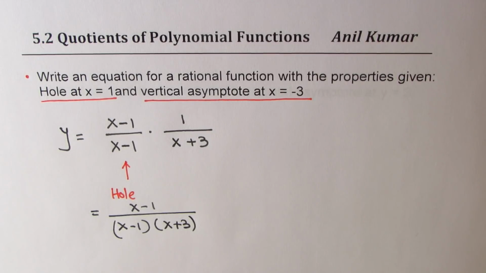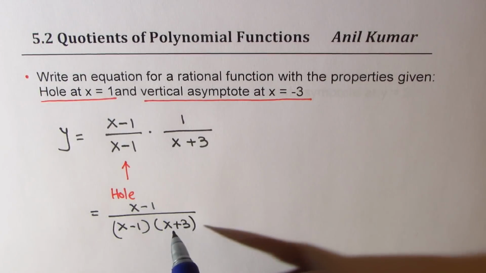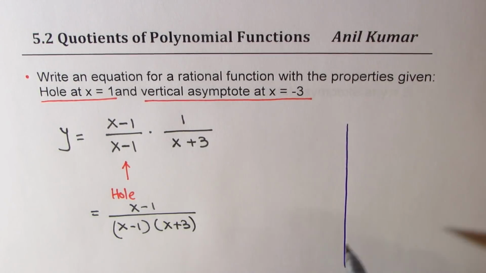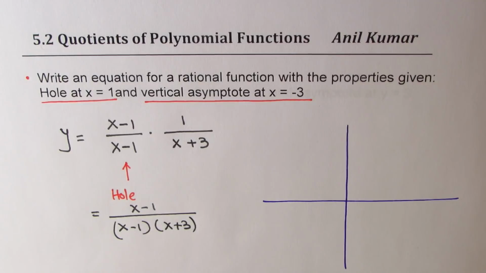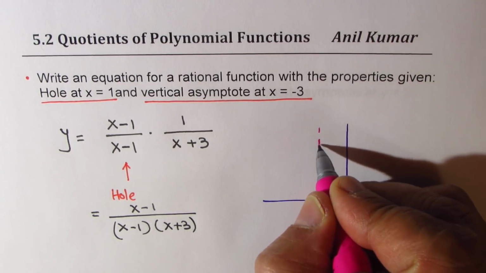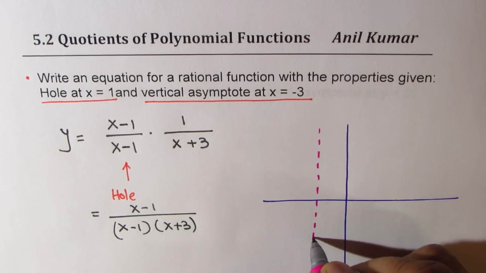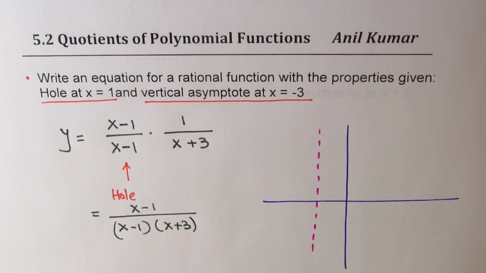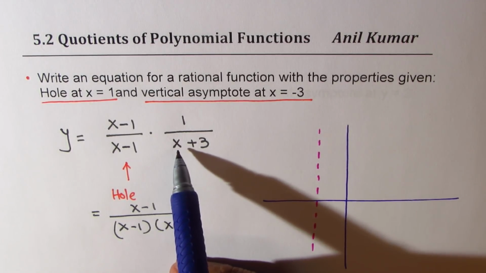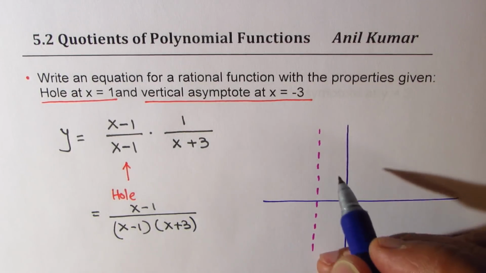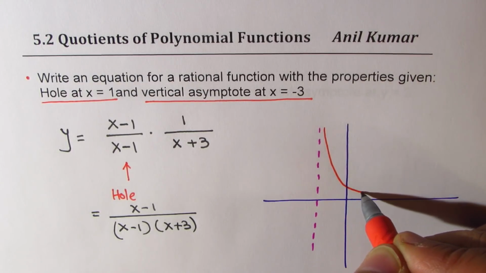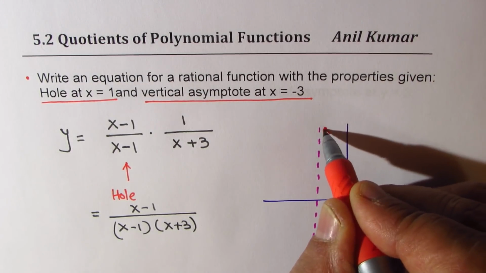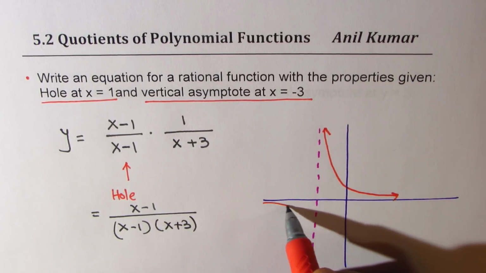So some of you may like to sketch this also. It will look like what? When you sketch this function, basically, it will be 1 over x, which has been shifted 3 units left, right? So the vertical asymptote at x equals minus 3 means like this. And if I substitute 0 here, I get 1 over 3, which is positive. So that means my function should look like this. Right? And on this side, like this.